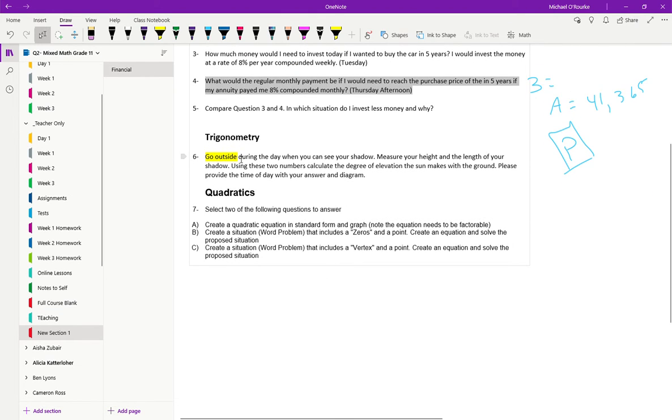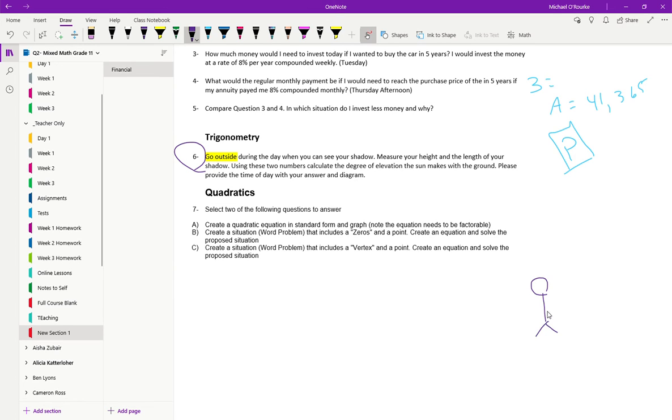Now this one here is our trig question. Go outside during the day so you can see your shadow. Measure your height, right? Let's do this one in purple. This one's going to be in purple. So in this one, I'm going to go outside during the day. I'm going to measure my height. I'm going to measure my shadow. That's my shadow, right? Shadow, and here's my height.